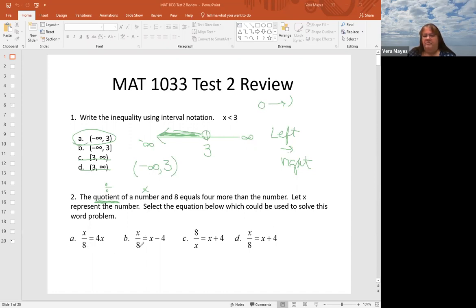A number divided by 8. Here's the number divided by X. So I'm going to eliminate that. Okay, here's equals. So we know that's our equal sign. 4 more than the number. Well, we called the number X. What is more than? What symbol could I replace that with?